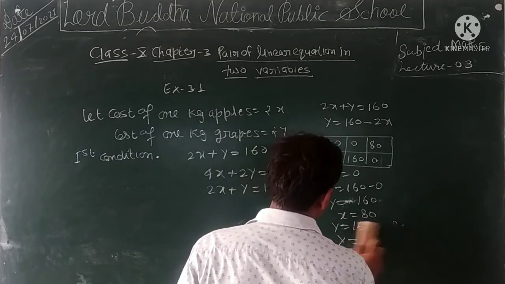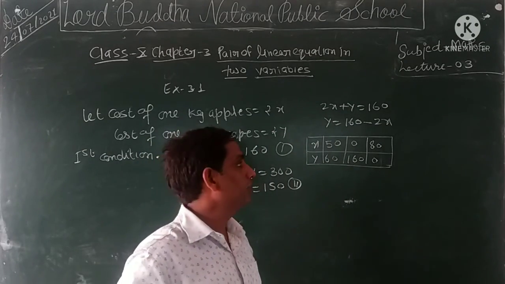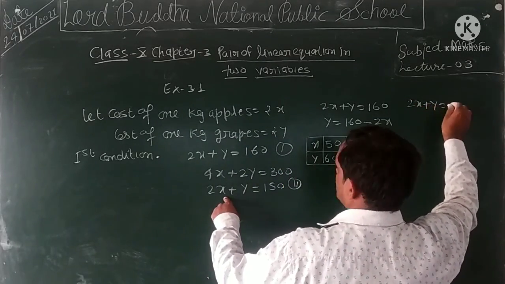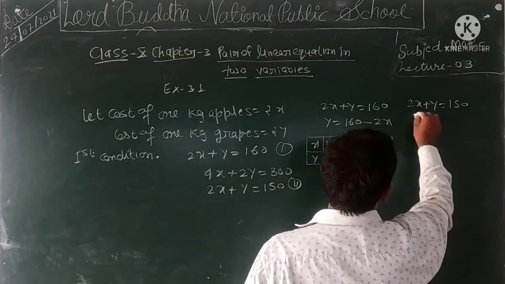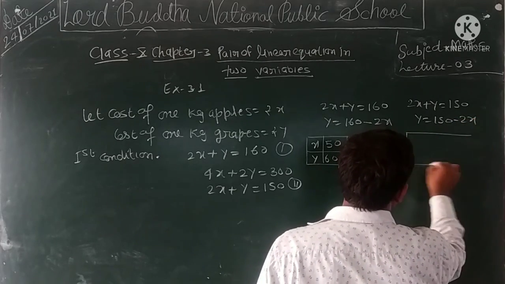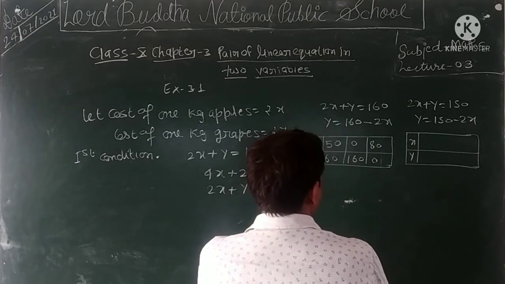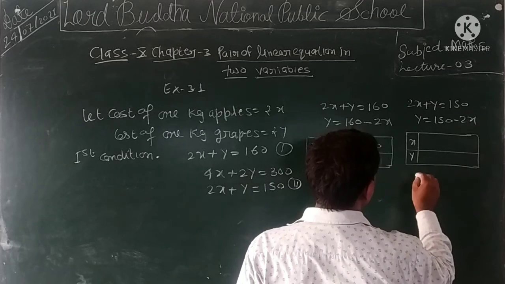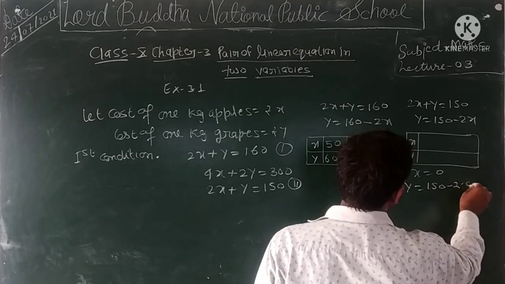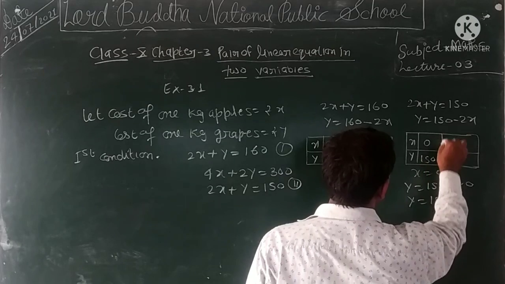Now we form the table of values for the second equation. The second equation is 2X plus Y equal to 150, so Y equal to 150 minus 2X. Now we take X equal to 0. So Y equal to 150 minus 2 into 0, Y equal to 150. Here X 0, Y 150.